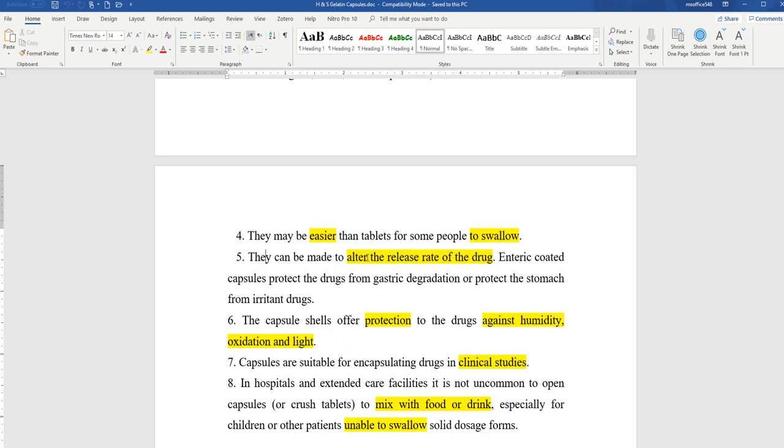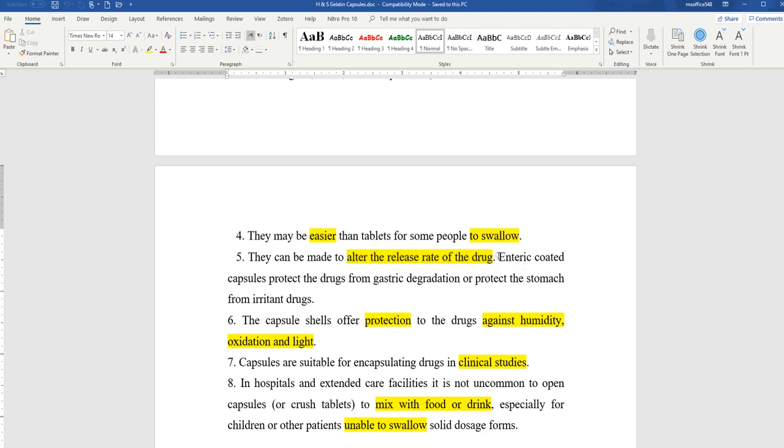Another advantage is that you can alter the release rate of the drug. For example, I have a capsule preparation and I don't want the content of the capsule to dissolve in the stomach. I want the release to be in the intestine. In this case, I can alter the release site of the drug. Instead of the stomach, now it will be in the intestine.